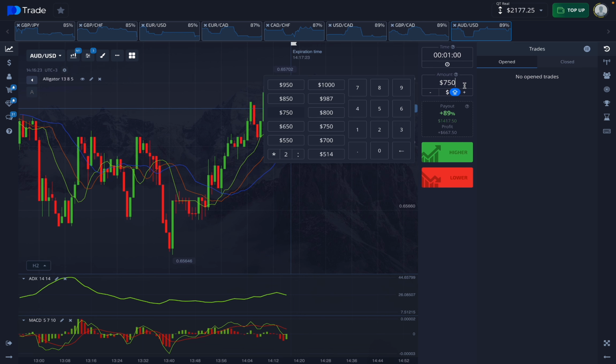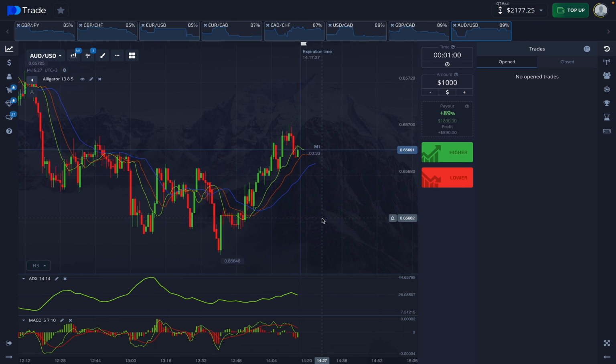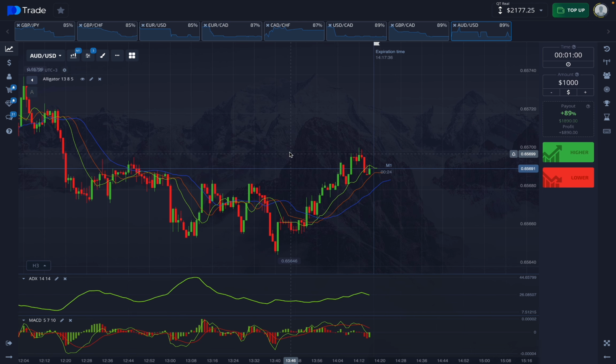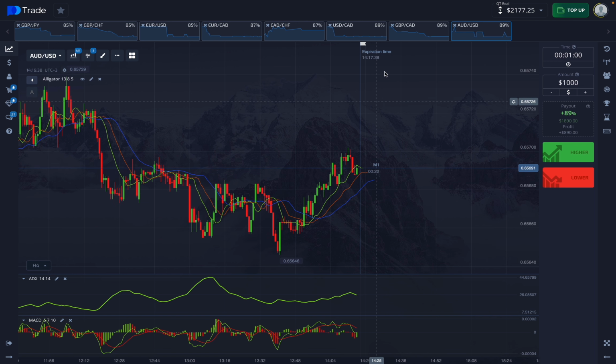Let's change the amount of the transaction value. Put 1,000 and open two transactions in the amount of $2,000 for the entire balance. Let's see what awaits us today. Whether we're lucky or not, we'll take risks. Let's get started and select the next currency pair. And let's open two bullish trades here.